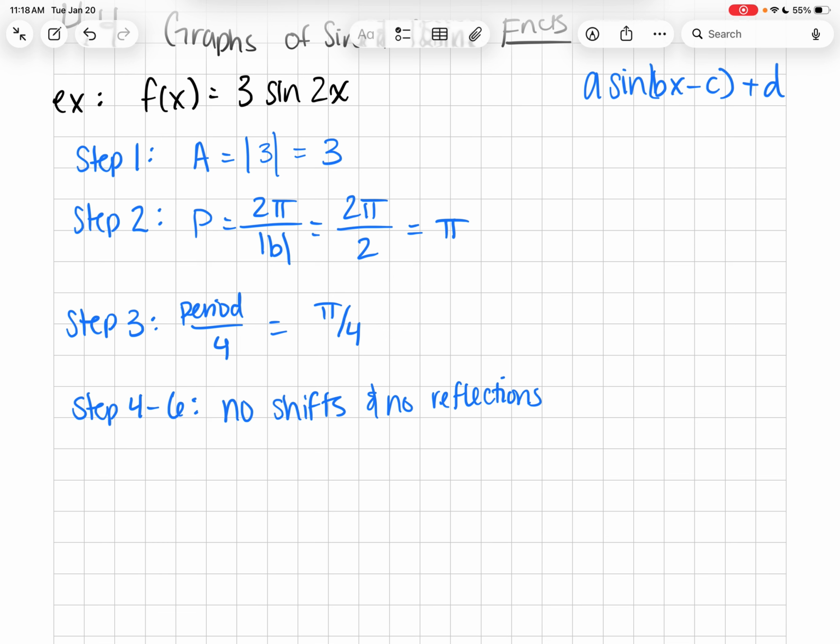That might have been. So AP uses A, B, C, and D. So I've tried to switch everything to A, B, C, and D. Okay. But I just haven't switched that. The signs of them really doesn't matter. When it shifts, the C value goes opposite the direction of the sign, left and right. The D value goes up and down the same direction as the sign.